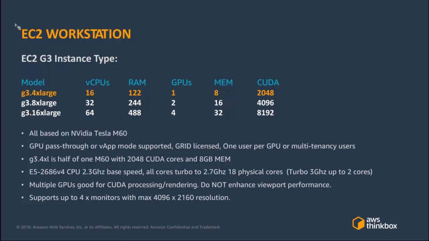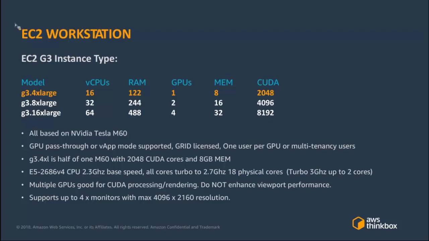Okay. In terms of the actual Intel processor spec, the 2.3 gigahertz base speed has turbo cores up to 2.7. It's an 18 physical core, and then it turbos to 3 on up to 2 of those cores is the actual Intel CPU spec. And the great thing is that the additional CUDA cards means that this graphics instance type is fantastic for actual headless GPU rendering using some of the most common GPU renderers, V-Ray GPU, Octane from Otoy, and the Redshift GPU render engines are very popular in the industry.